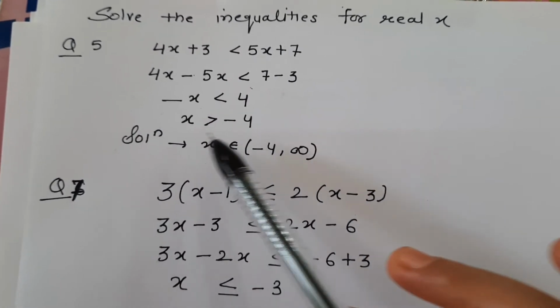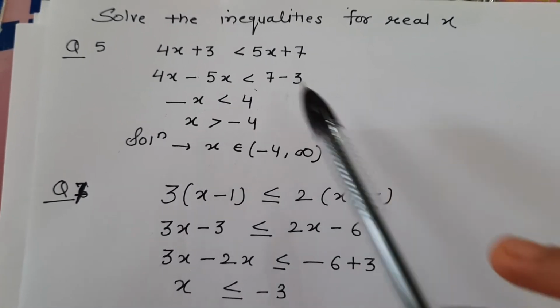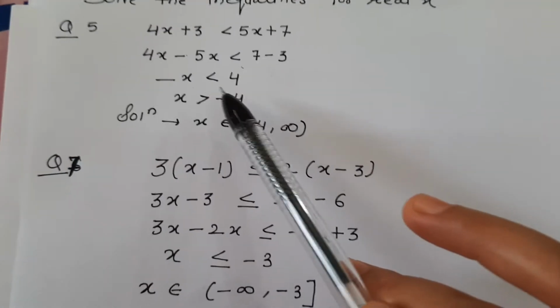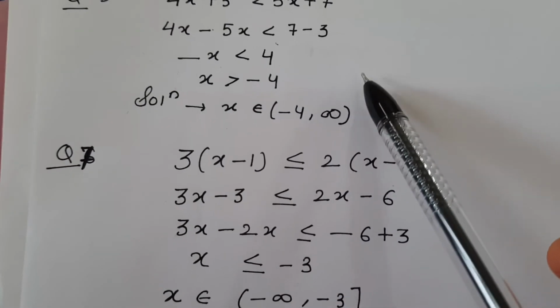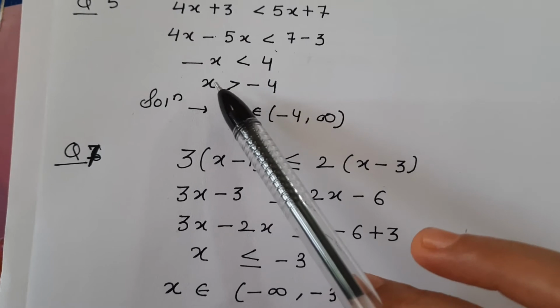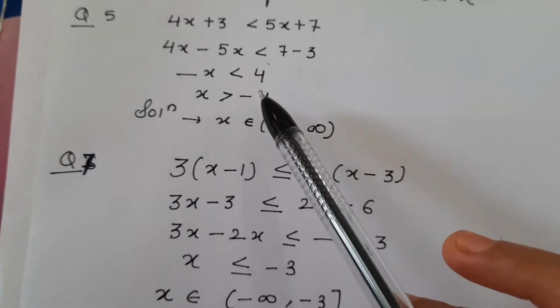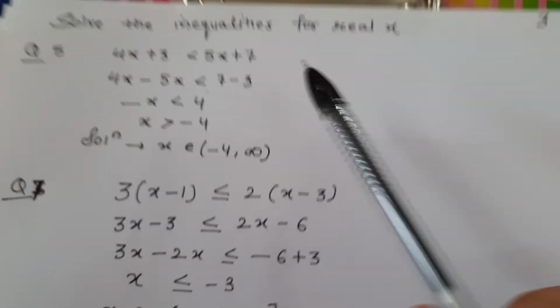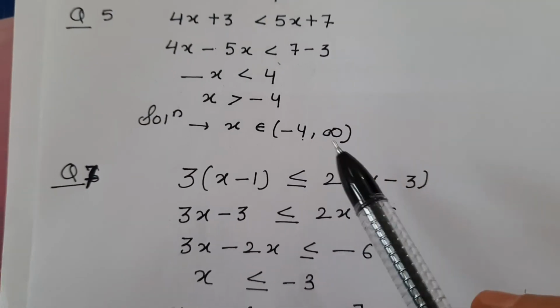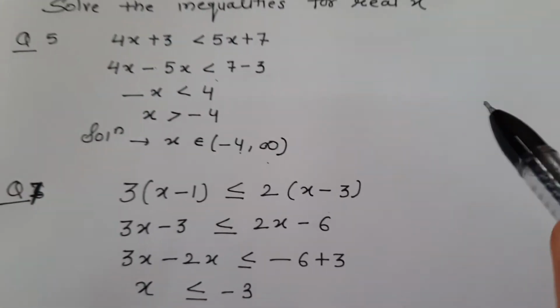Negative, if we multiply by minus 1 on both sides, we have to remove this negative sign. We'll write multiply by minus 1 on both sides. What will we have? The sign of inequality will change. Here less than, so we have greater than. Now greater than minus 4. So what will you write? Minus 4 to infinity. Just look here.